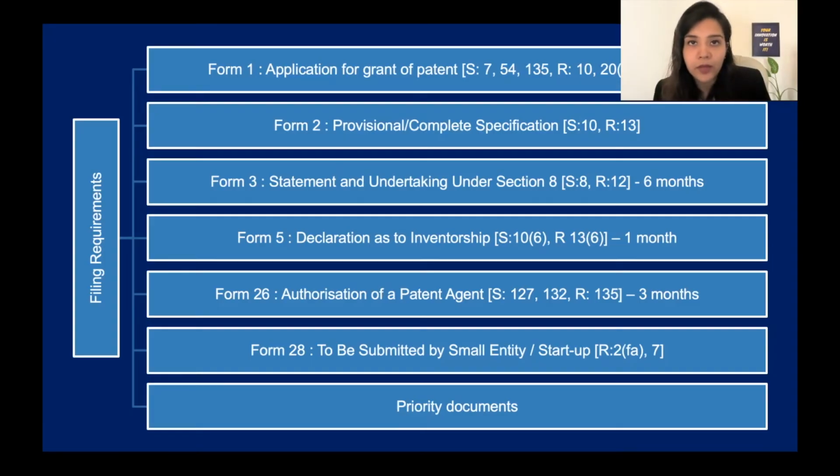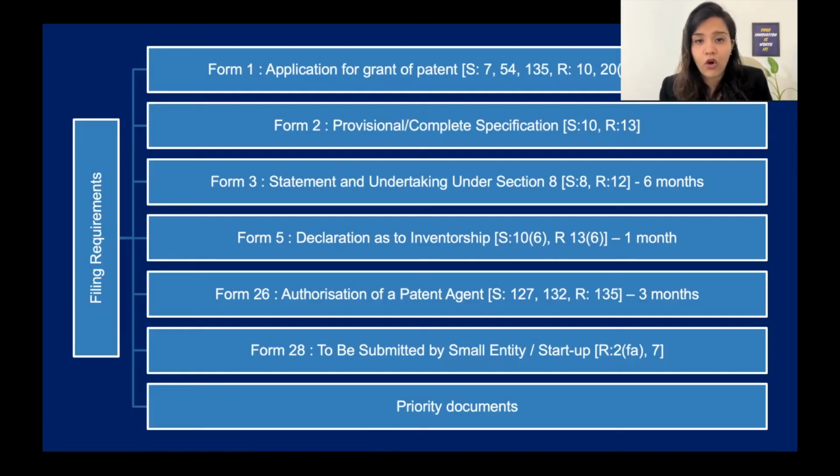Whenever I file my patent application, it has to be accompanied by a provisional or complete specification. If it is provisional, a complete specification needs to be filed within 12 months. If it is complete, then a complete specification needs to be given. So these specifications will include details of your patent, details of your invention, and we'll study what specifically goes into the specification in our next lecture.